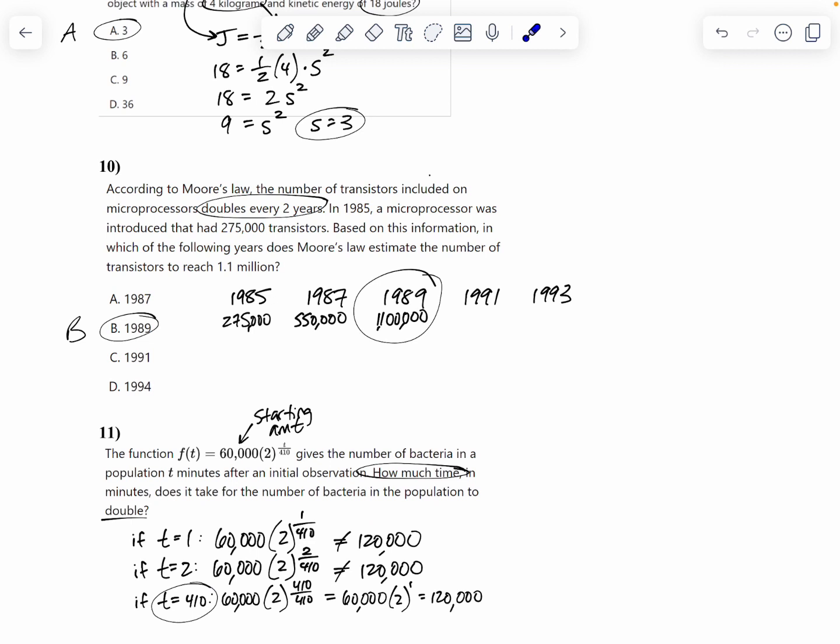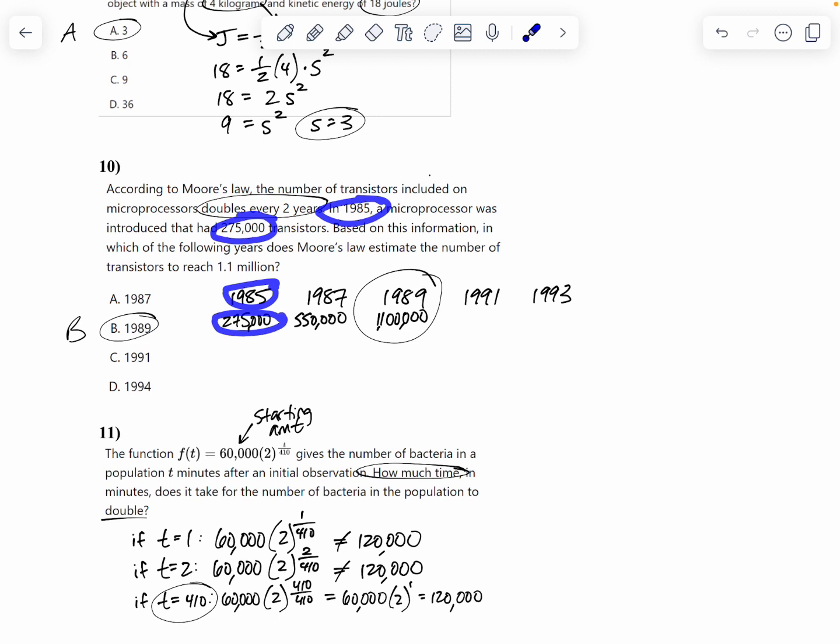Number 10, I've got something that doubles every 2 years. Okay, great. So in 1985, they started measuring something and they had this many transistors. Okay, super. I'm not sure what that means or what that does, but okay. Based on this information, in which of the following years does the law estimate the number to reach 1.1 million? Okay, you can see I kind of made myself a little T-chart here. I'm not really sure how to use a formula for this one, so let me just try and think my way through. 1985, we started with this many of those things.